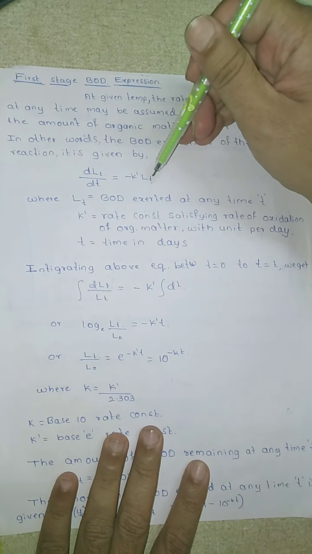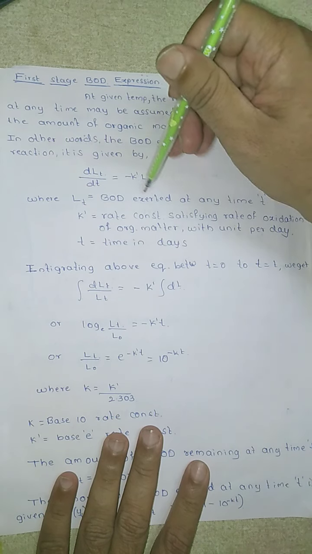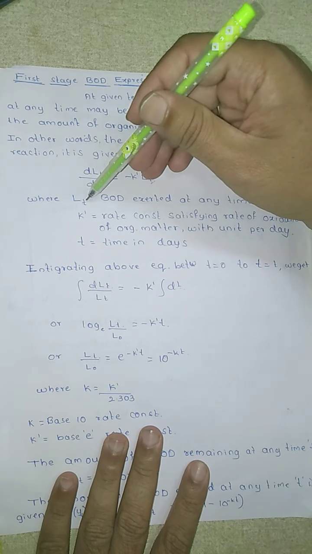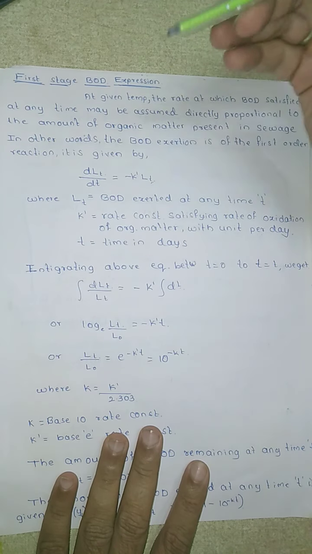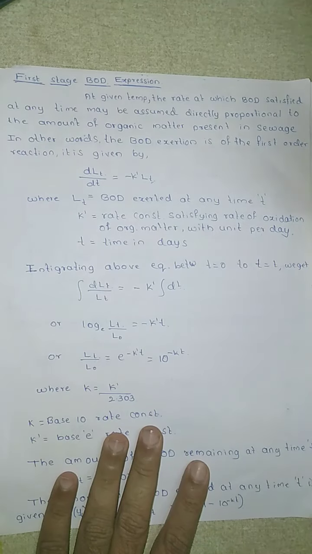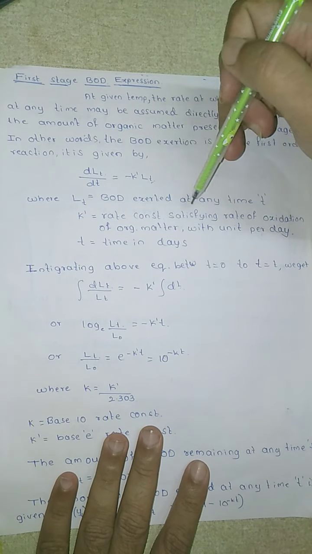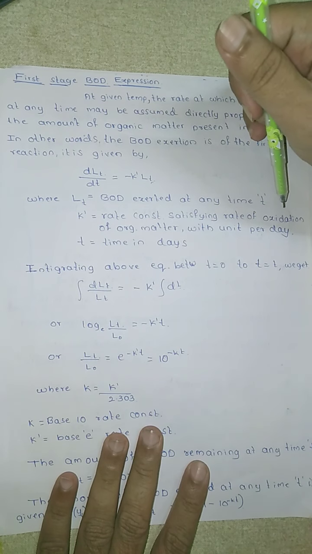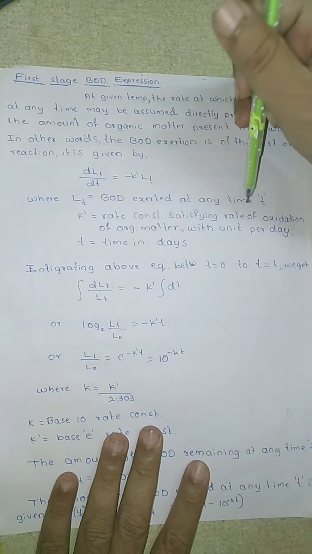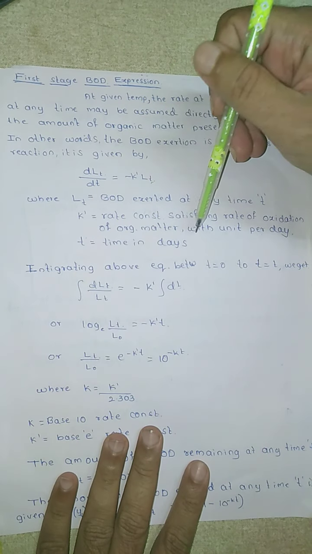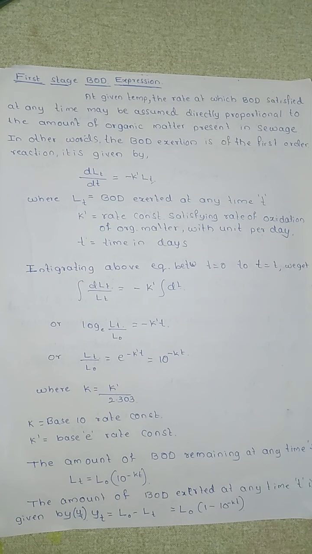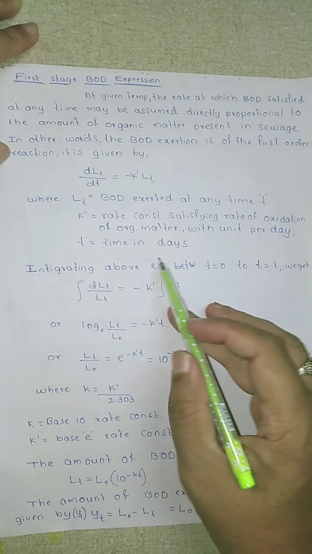It might be 2 days, 1 day, 3 days, or whatever time period the BOD value takes, that is Lt. The BOD at any time t, it is going to vary: 1 day, 2 day, 3 day, 5 day, whatever it might be. Then k dash is the rate constant governing the rate of oxidation of organic matter, having the unit per day, to the base e. Then t is the time in days, whatever the time might be.